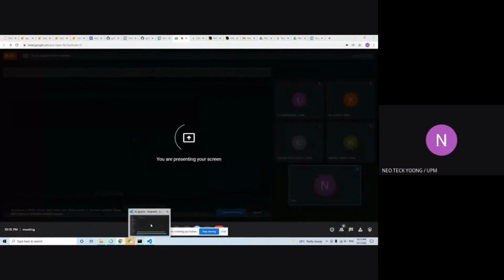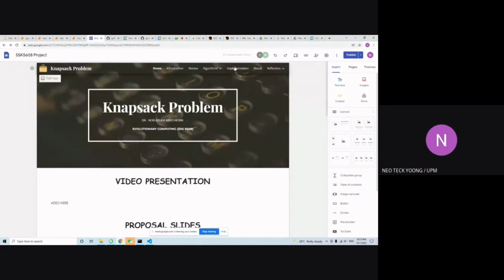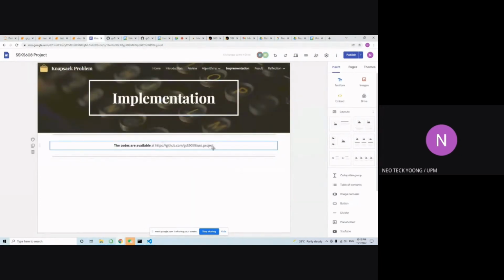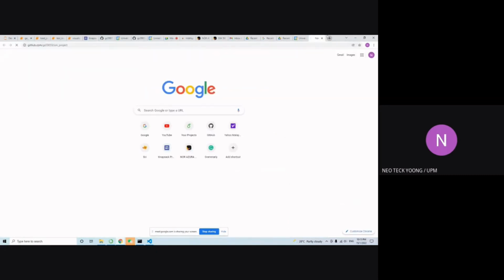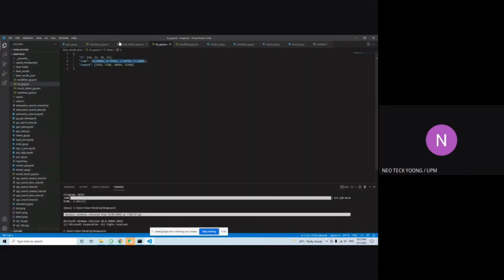All right, so about the implementations, as you can see, the code is available at this GitHub link. Let's open this GitHub. Here are all the available code and the dataset. Values.zip is the dataset, and the restart GA, the particle swarm, island GA, everything is in here. Let's go to the codes.